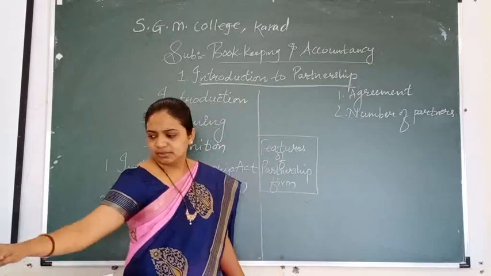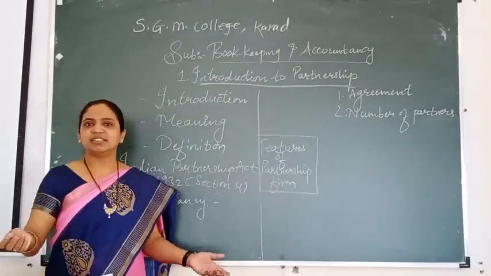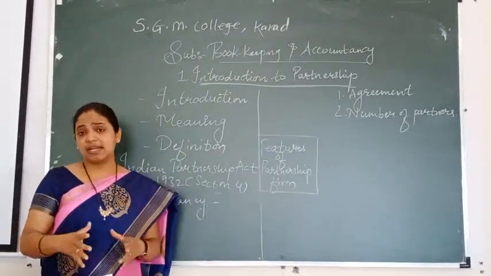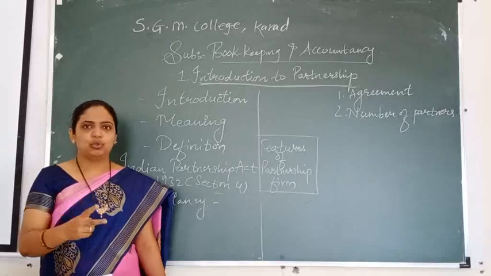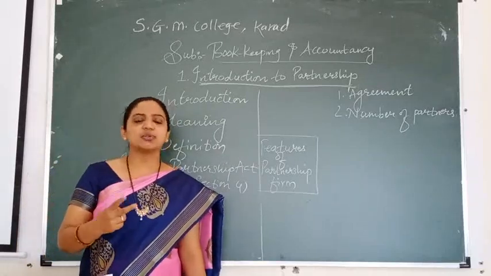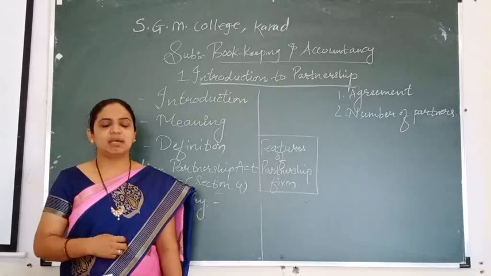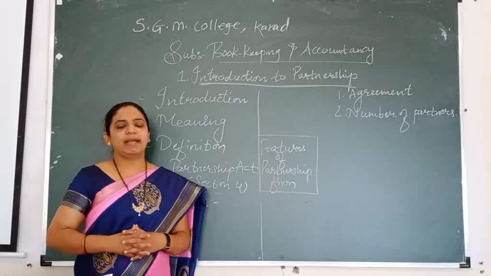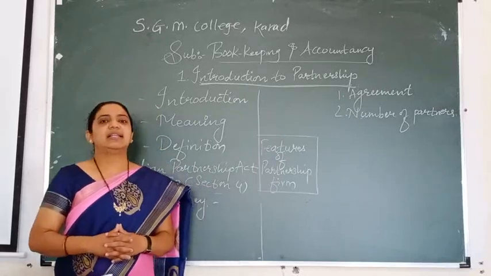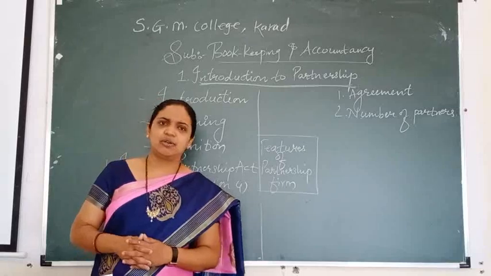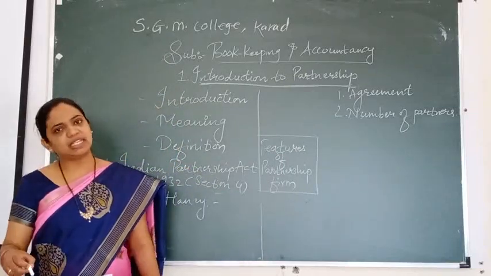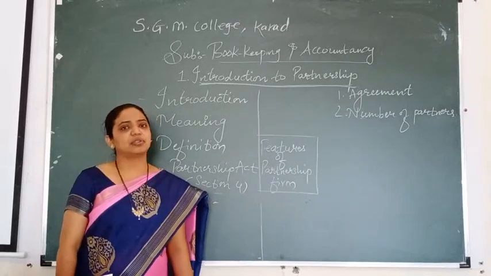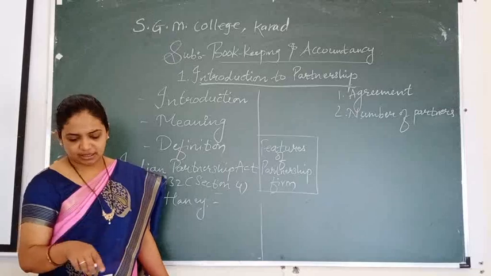Number of partners, of course. If there is only one person, then you cannot start a partnership. When one person starts a business, you will say that it's a sole trader. But when two partners come together, minimum two. So the minimum number of persons required to form a partnership is 2, maximum is 50. This maximum of 50 was brought by the Amendment Act of 2014 under the Indian Companies Act of 2013. Number 2 is the number of partners.